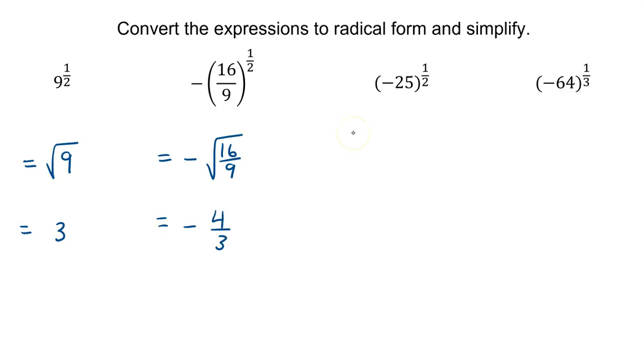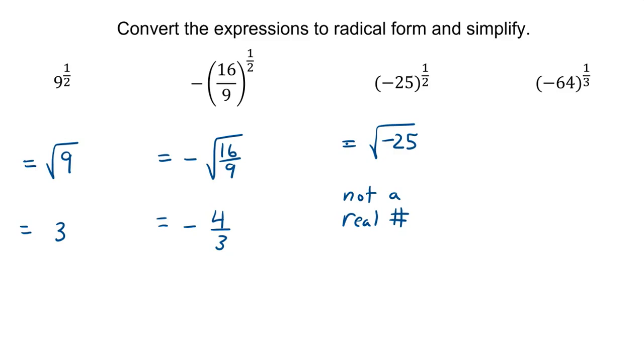Let's look at the third example. Negative 25 raised to the 1/2 power. Here, the base of this exponential expression is negative 25. So we have to take the square root of negative 25. Well, remember, anytime we try to take the square root of a negative number, the result is not a real number. So the square root of negative 25 is not a real number.